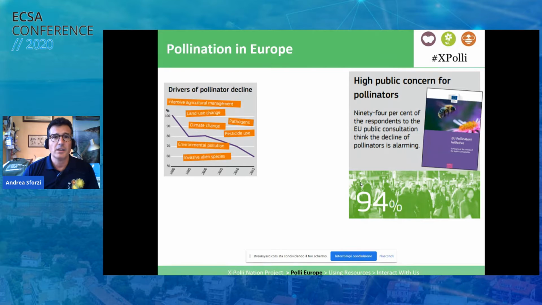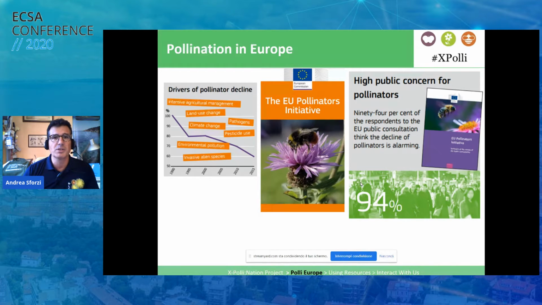This is why the European Commission launched the EU Pollinators Initiative in 2018. This initiative aims to address the decline of wild pollinators in the EU and includes 10 actions under 3 priority themes: improving knowledge of pollinator decline, tackling its causes, and raising awareness, engaging society and promoting collaboration.